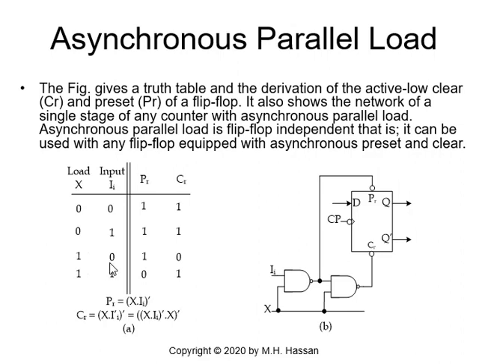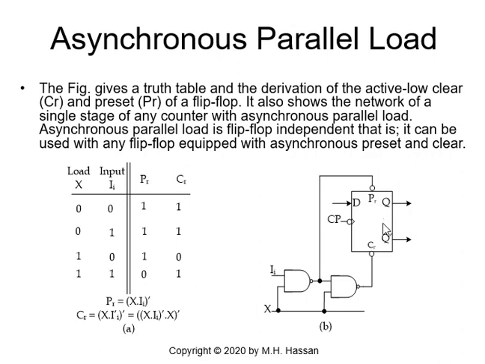Now to load the data, if the data is 0, I need to activate the clear or CR. Because CR, when it is active 0, the output Q will be 0 instantly, independent of any clock. While when the input is 1, I will activate the preset. When the preset is 0, the output Q will be 1 instantly. So I will move the 1 to Q. I will set the flip-flop. So in this simple truth table, we can find the value of the preset and the value of the clear.